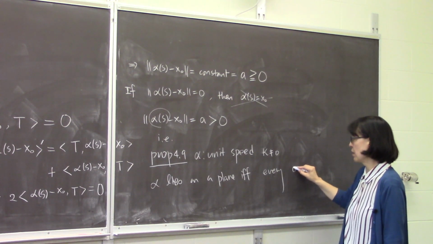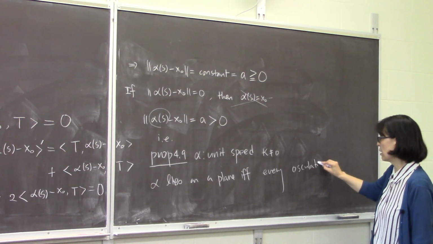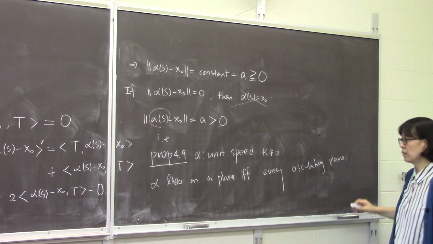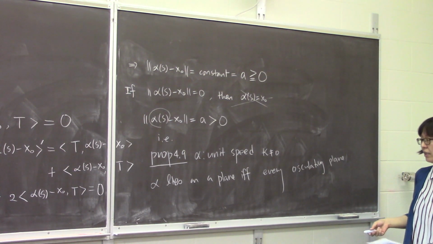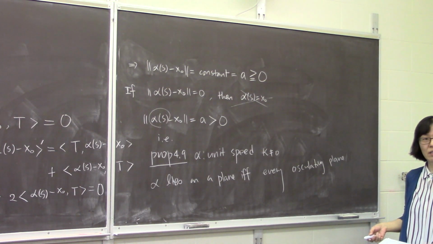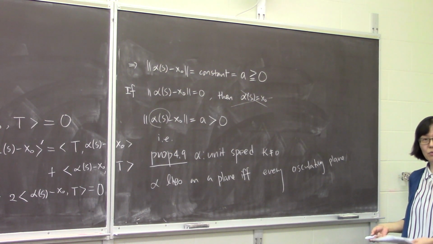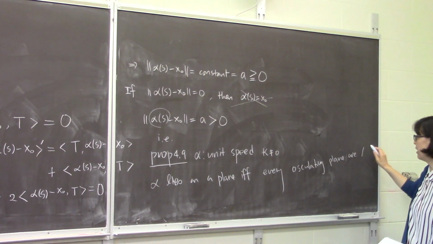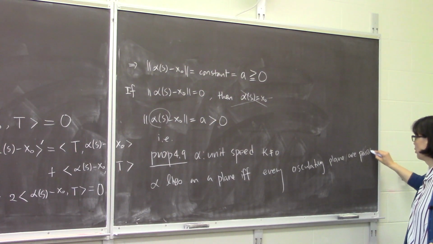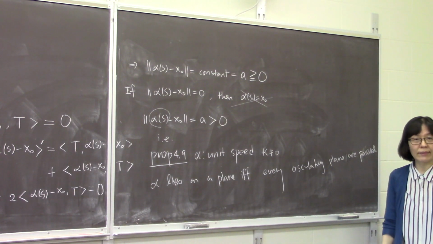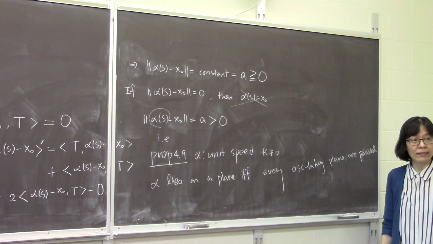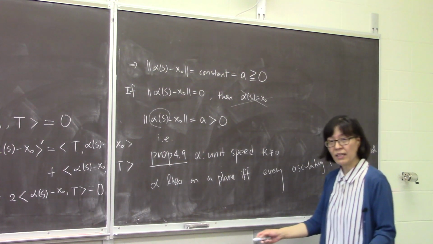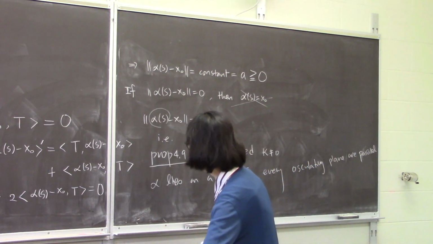Another one is every osculating planes, what can you say? Alpha lies on the plane. Then osculating planes are parallel. It's quite clear then actually here.